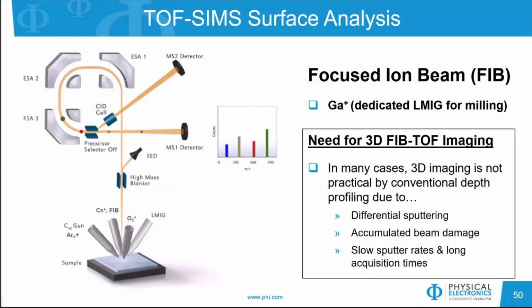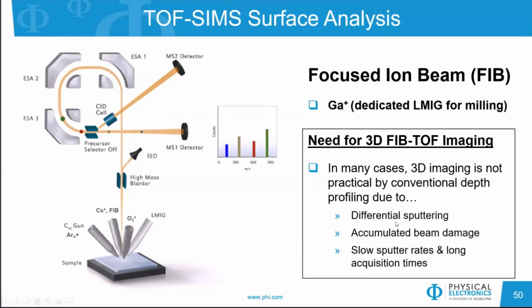And so you might be asking, well, I can just do a traditional depth profile going from the top down. But there are some issues associated with doing a top-down depth profile, several artifacts that can be caused just by doing a depth profile. And so another ion beam choice you can have is a focused ion beam used for milling. That's very similar to what's used in a FIB, a gallium liquid metal ion source here. And so why 3D FIB-TOF imaging?